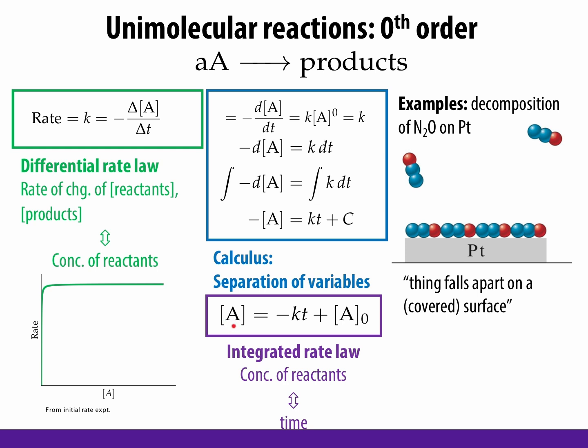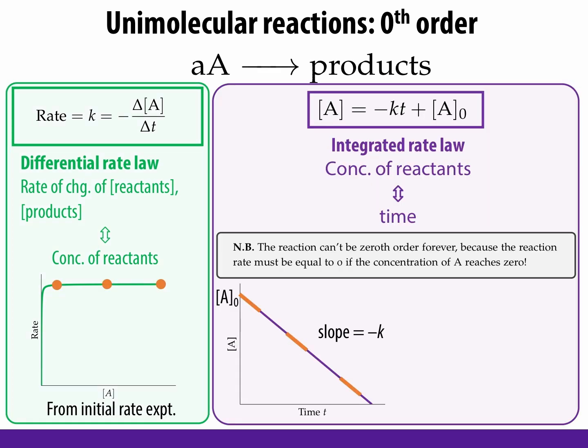The final equation that we get is here, so the concentration of A at some time is equal to negative k times the amount of time plus the initial amount. So the concentration just keeps going down by 0.1 molar per second, say, every second until we use up all of our A. What that looks like on our graph is just a straight graph of A versus time.